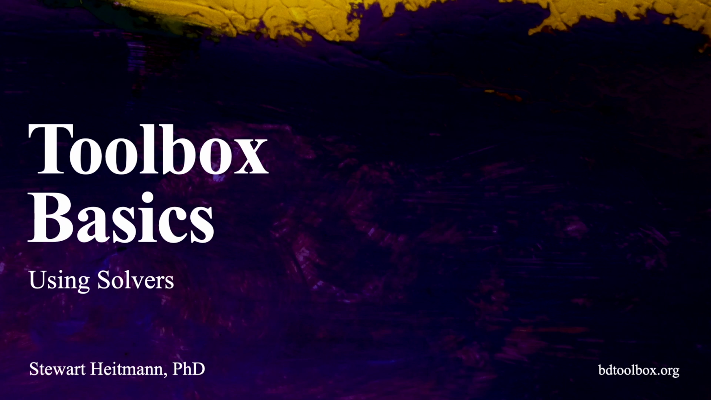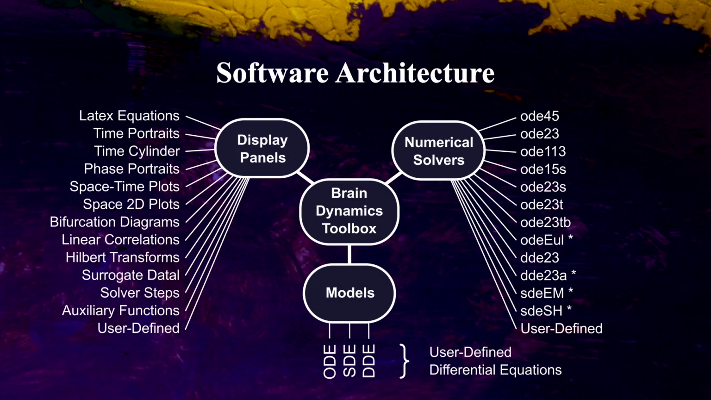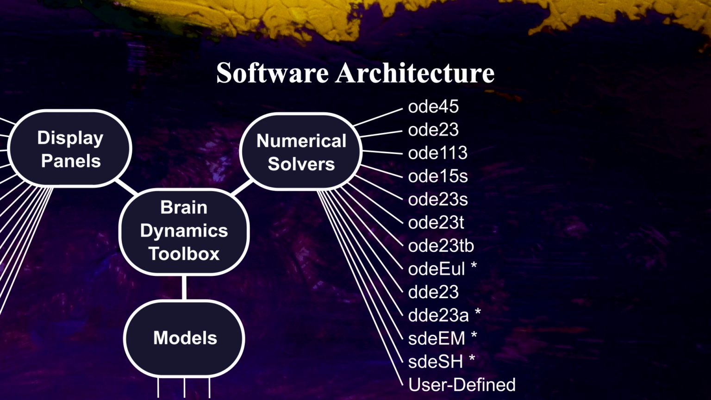Welcome back. In this lecture, I want to go into a little bit more detail about using the numerical solvers. Recall that the Brain Dynamics Toolbox provides many different types of numerical solvers, or rather I should say MATLAB provides most of these. The ones marked here with an asterisk are provided by the toolbox itself. But with all these solvers, the dilemma is which one do you use? And once you've chosen one, how do you adjust the error tolerances to get the best out of them?